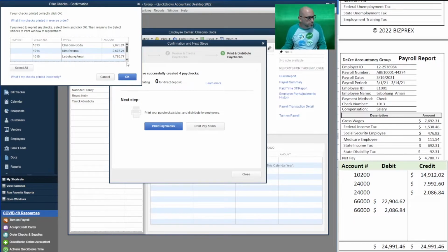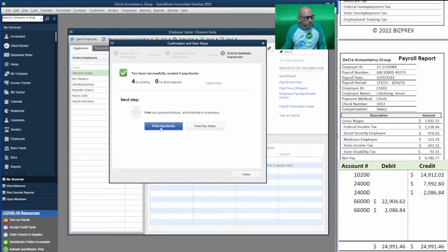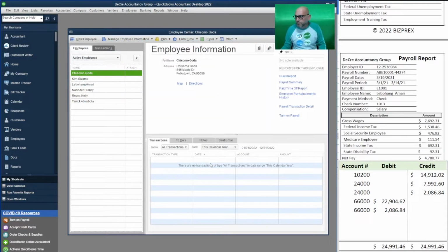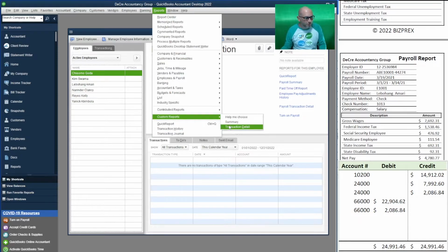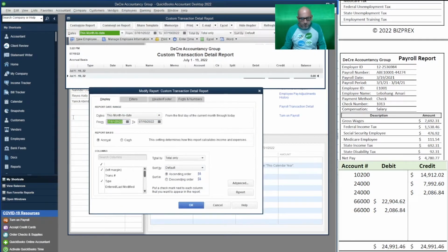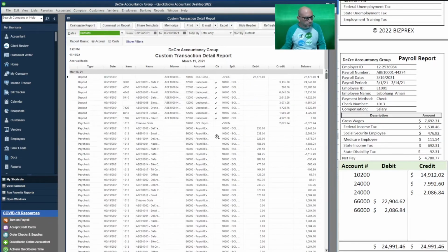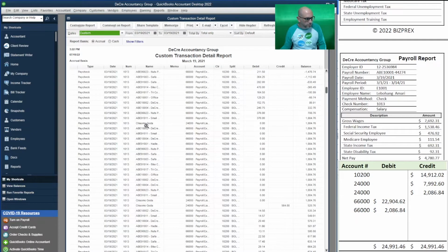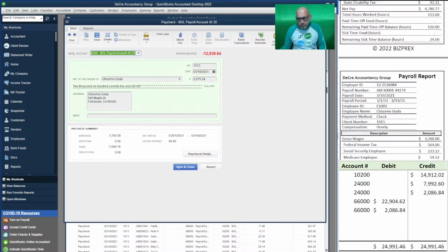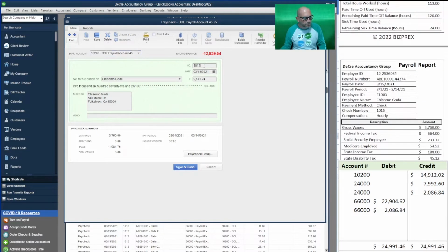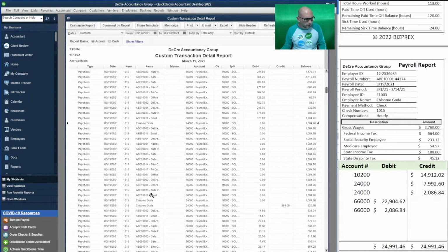Alright, the checks printed correctly except for the numbering, but we're not gonna reprint them because of that. What we'll do is I'll show you my trick. We'll just go to that date. Alright, and here are our payrolls, right? So Chisomo had check number 15. Save and close, yes. Skip number, we'll fix it in a second.